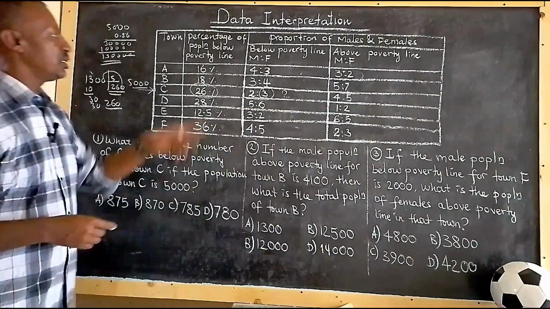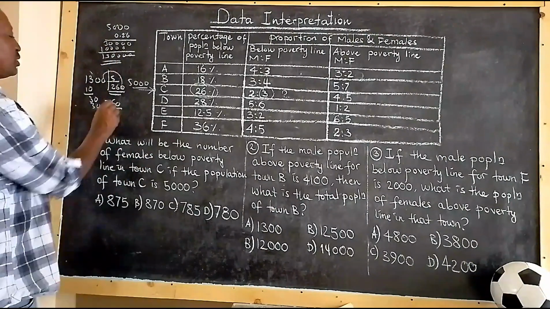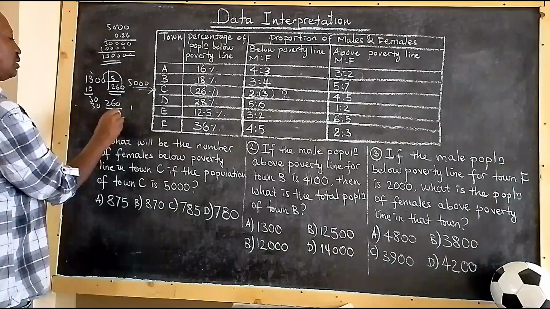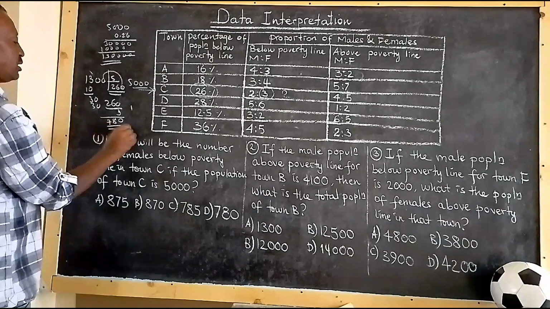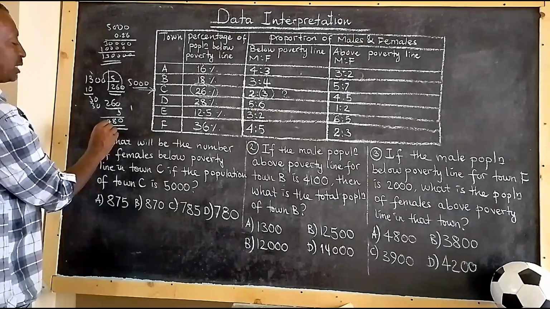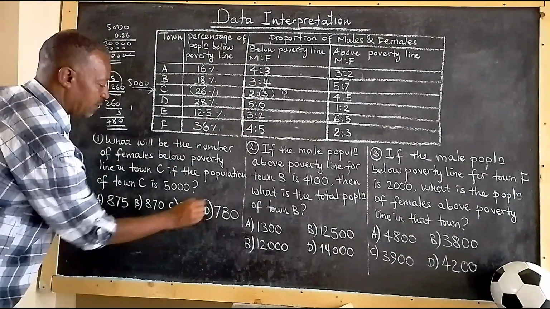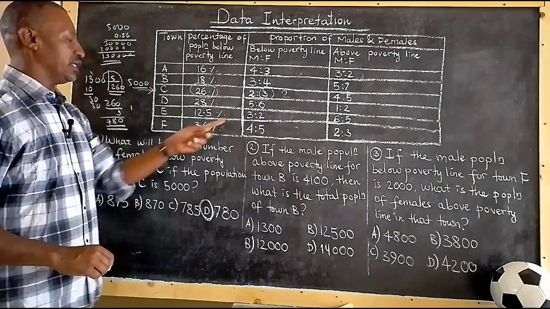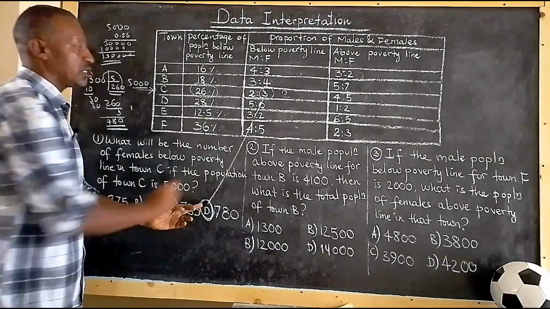If you multiply by 3, you get the entire female proportion. So 260 times 3 is 780. 780 is the number of females below poverty line in these statistics.